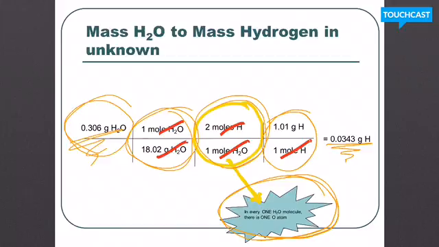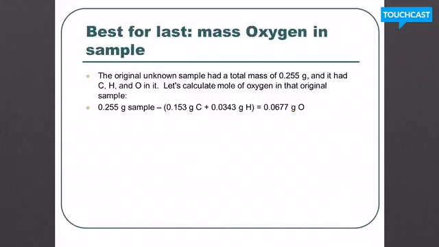But there's one piece missing, the darn oxygen. This is where the law of conservation of mass is pretty darn helpful. This was the mass of the original sample. We figured out that in that sample, there was this much carbon from the carbon dioxide, and there was this much hydrogen from the water. So all you have to do is just subtract, and whatever's left is the mass of the oxygen.